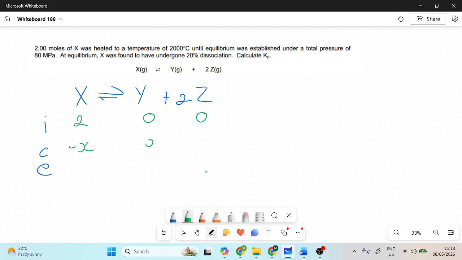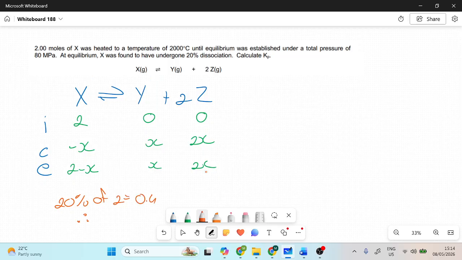I normally do it in terms of x. And then it must be noted that we were told that 20% of X was dissociated. 20% of 2 equals 0.4, therefore x equals 0.4, and that means that this would then become 1.6, that becomes 0.4, and that becomes 0.8. And this is what you have to do first and foremost.